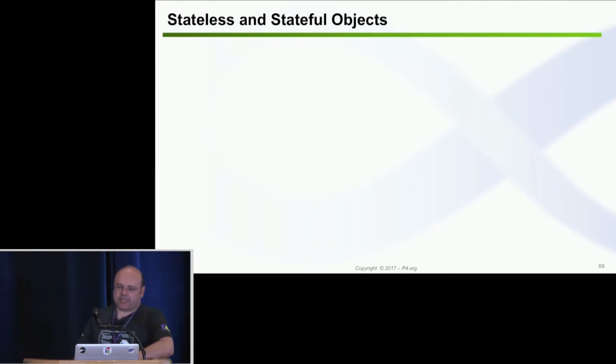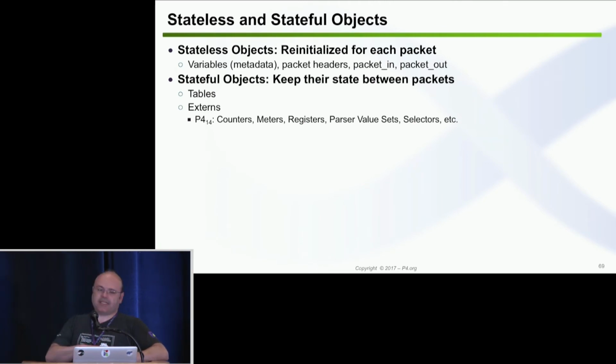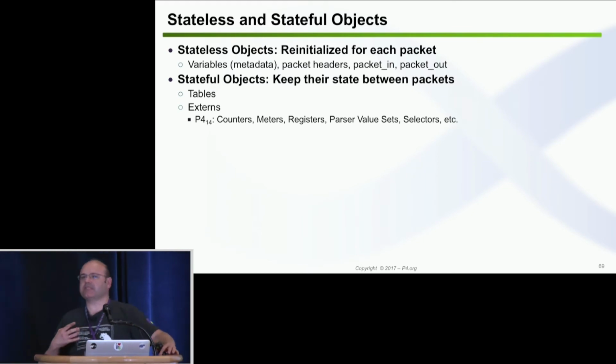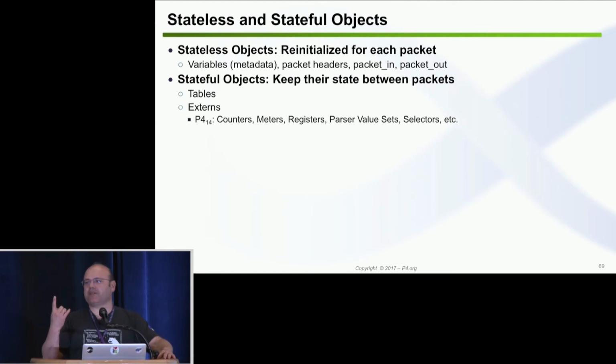So there are two classes of objects that we have in P4. I will call them stateless and stateful. Stateless objects are mostly variables, metadata and packet headers. Every time a new packet comes in, they are reinitialized, so they do not keep state from packet to packet. At the same time, we have a need to have stateful objects. The most interesting processing usually happens when you use stateful objects. And one type of such objects we already learned: tables, right? They keep their state from packet to packet.